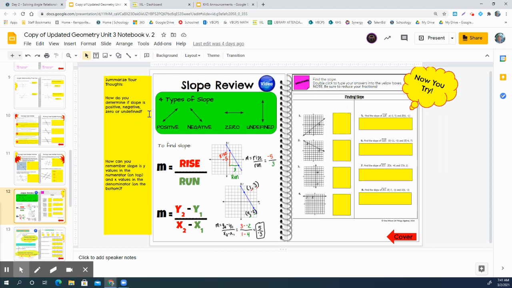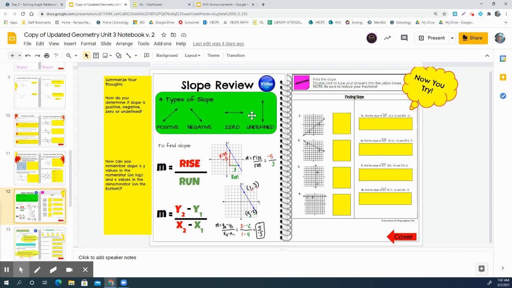Okay. You might want to write yourself a little note right here. That's what this yellow box is for. How do you decide whether the slope is positive, negative, 0, or undefined? I've told you my weird way because I have dogs and I think about throwing tennis balls, and how I remember 0 and undefined.